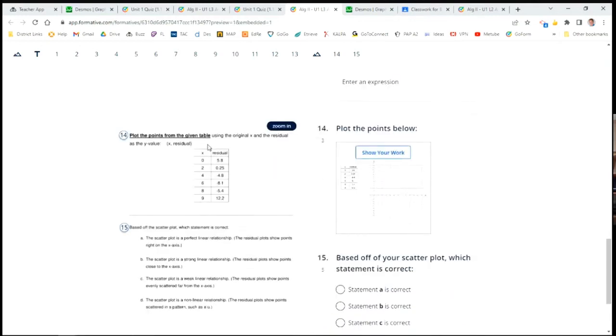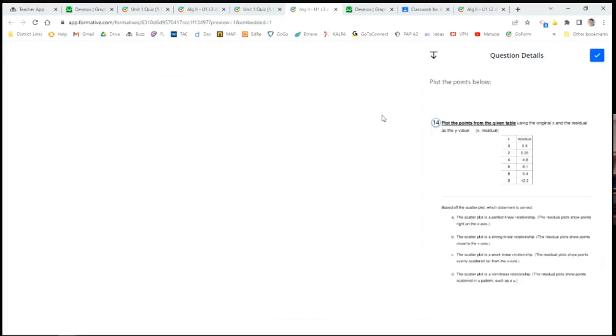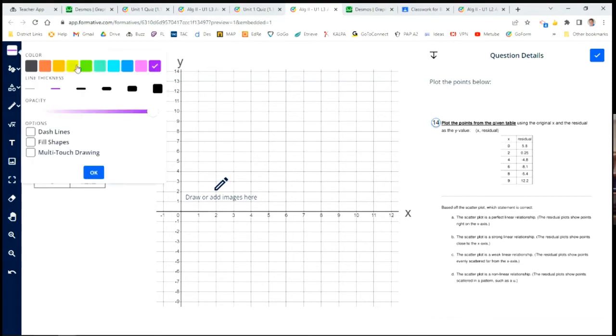Okay, then you get down here. It says plot the points from the given table. When you click show your work, it'll open up this screen. Here's the same table, so you don't have to go back and forth. There's where you plot them. Put these points, x and the residual, so 0, 5.8. You can choose a scribble. You can choose the color you want to make your points. You want to make them red, pink, or purple, whatever you want.